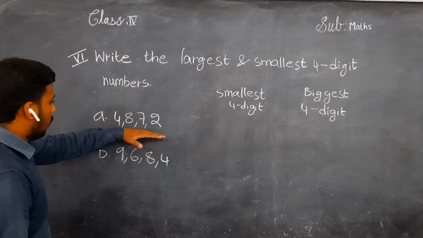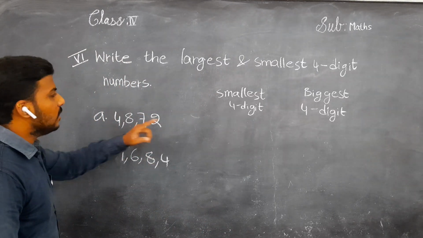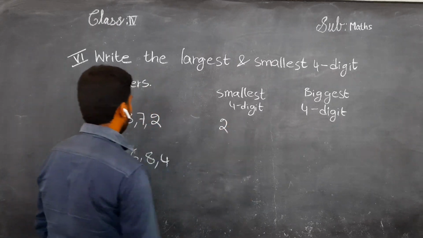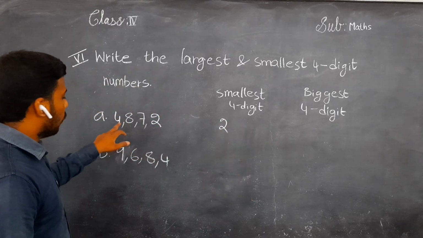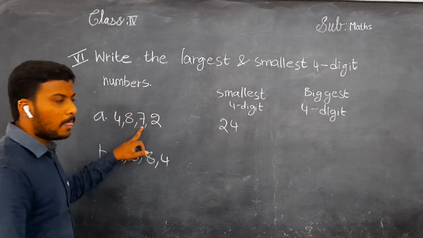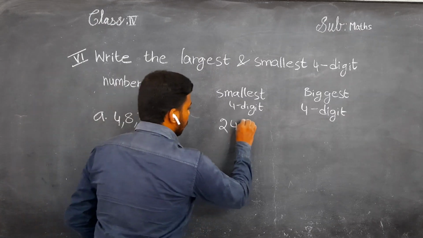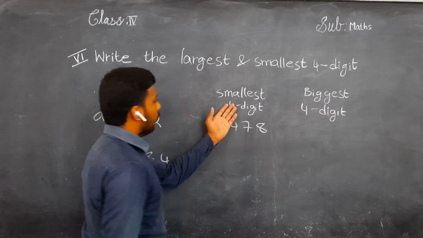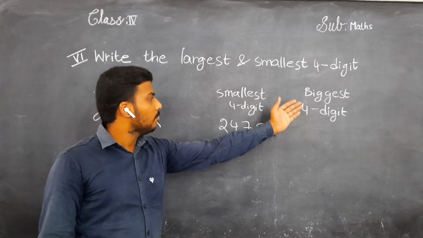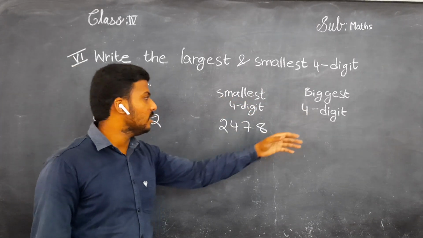See here, by looking at these 4 digits, which is the smallest one? 2. 2 is the smallest number. Next, after 2, the 4. Then 7. Then 8. This is the smallest 4-digit number. Then what is the biggest 4-digit number?